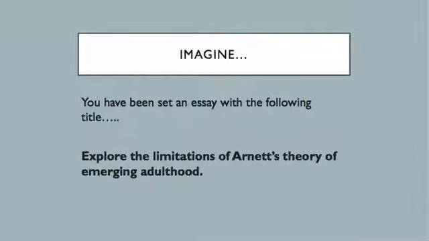So in terms of looking at some examples now. Let's imagine that you've been set an essay with the following title: Explore the limitations of Arnott's theory of emerging adulthood. Don't worry if you're not familiar with this theory, you don't need to be to understand these examples, but if you wanted to look it up, you could do.